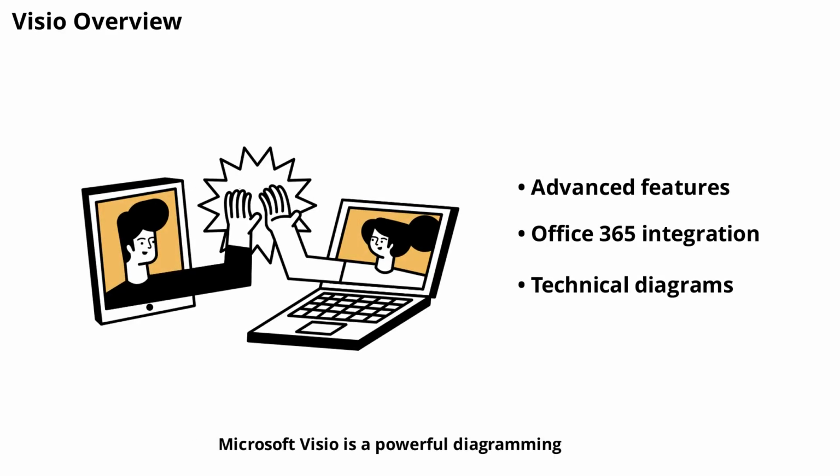Microsoft Visio is a powerful diagramming tool that's well suited for professional use. It offers advanced features for creating detailed floor plans, workflow diagrams, and organizational charts. Visio integrates seamlessly with other Microsoft products, making it a great choice for restaurants already using Office 365. Its robust set of tools is ideal for larger operations or those needing precise technical diagrams.